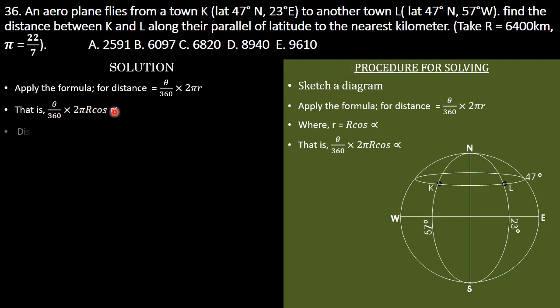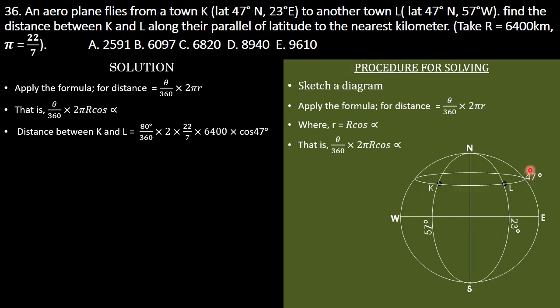Theta is the angular distance between K and L. The angular distance between K and L is 80 degree. That is 57 degree plus 23 degree, because they are on different hemisphere. If they are on the same hemisphere, we are going to subtract it, but because they are on different hemisphere, we are going to add 57 degree plus 23 degree. We have 80 degree. And about this alpha is the given latitude.